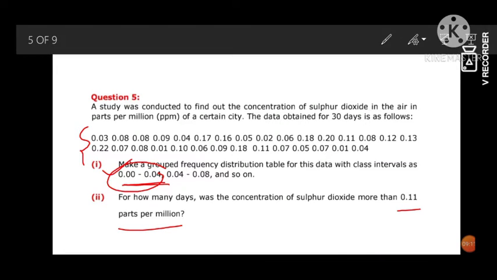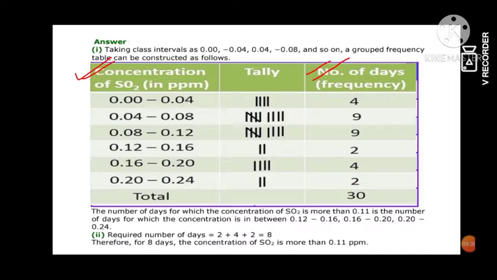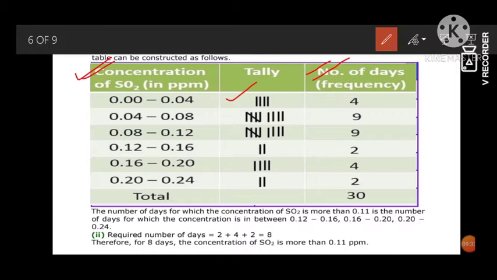So let us see. 0.03 is 1, then we have 2, 3, 4. So we have 4 such days. So our first tally will be 4 and the number of days is also 4. Then the next group is 0.04 to 0.08. So we will consider 0.04, 0.05, 0.06, 0.07. We will not consider 0.08. The last number we will not consider.